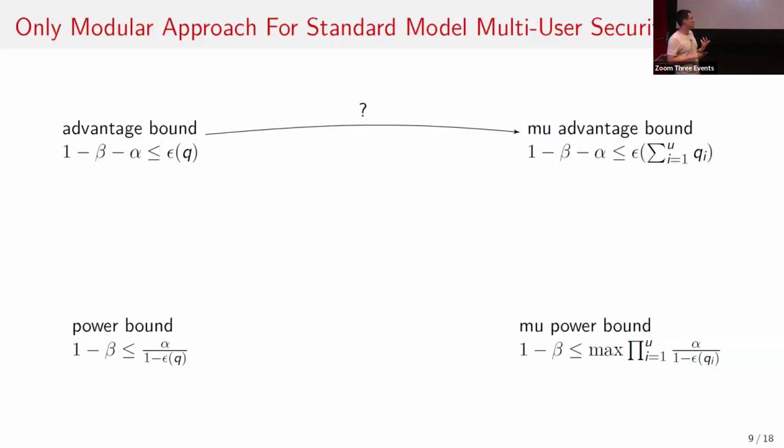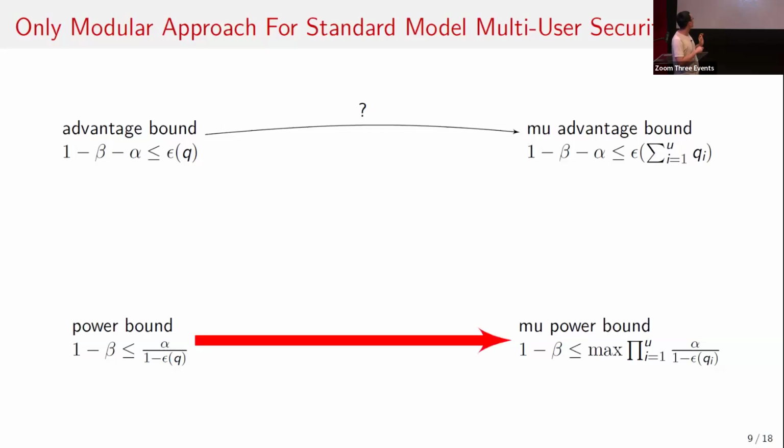Multi-user security is usually very important, and usually how we do that is to just do a new analysis. Currently there are not many methods that can obtain multi-user security immediately from the single-user case without performing any security analysis. So this area is still unknown, but in this work we are able to do this. Suppose that we have a power bound in the single-user case, we can immediately get the multi-user power bound.